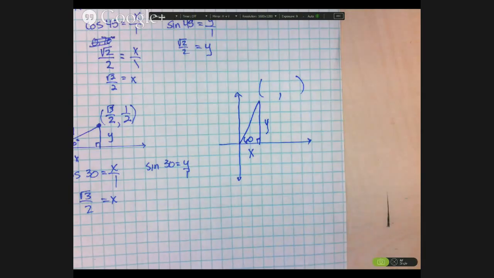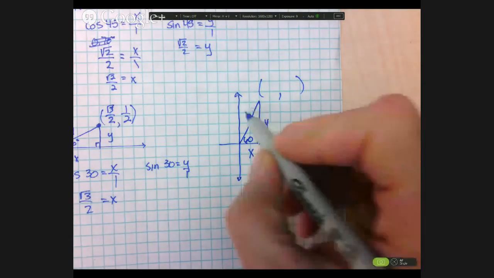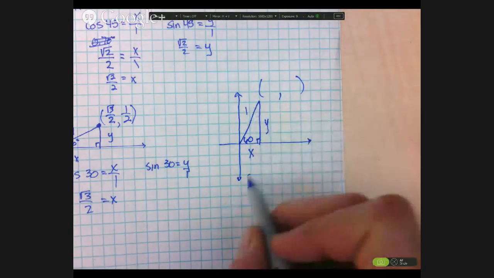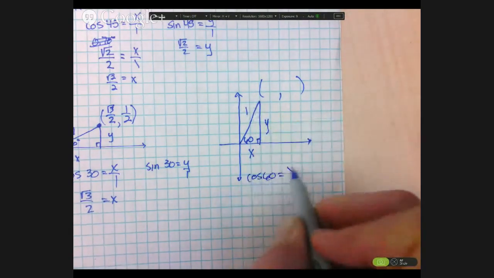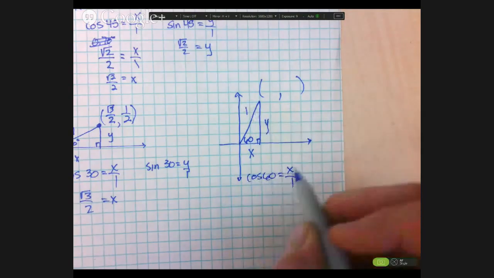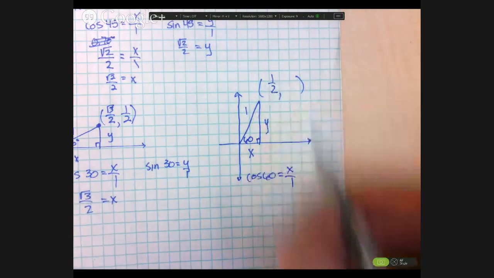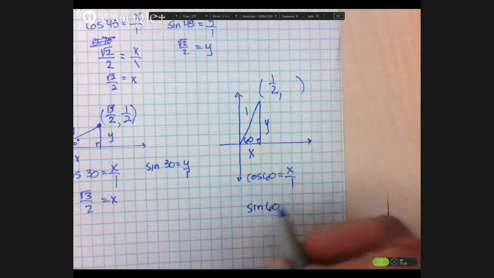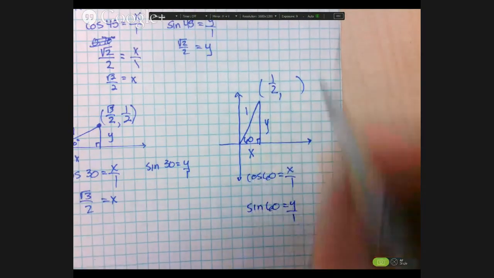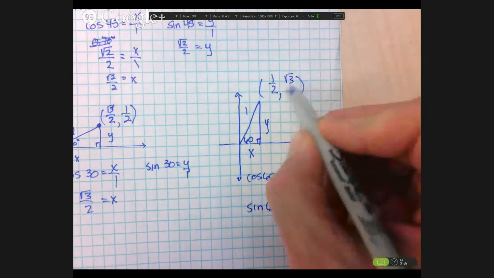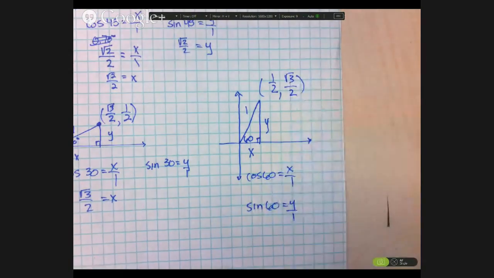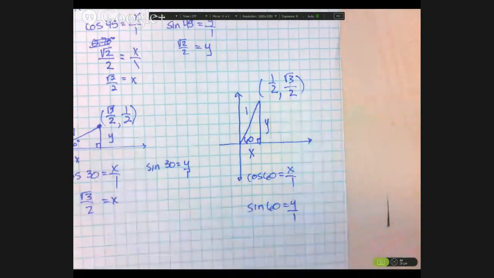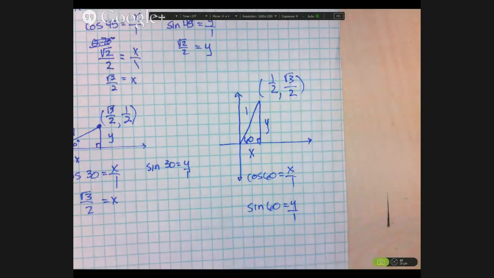Okay, cosine 60. So 1/2 is the x value, and the y value. Do you notice the relationship there? Sine and cosine are opposites of 30 and 60.